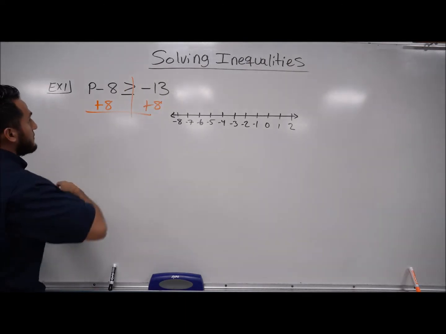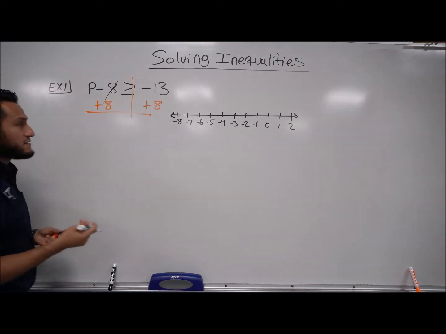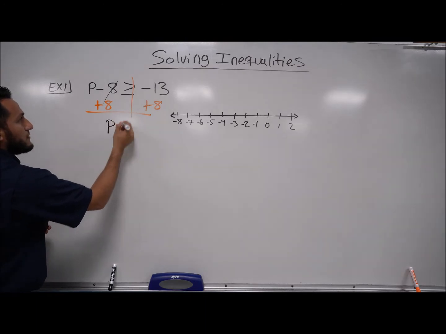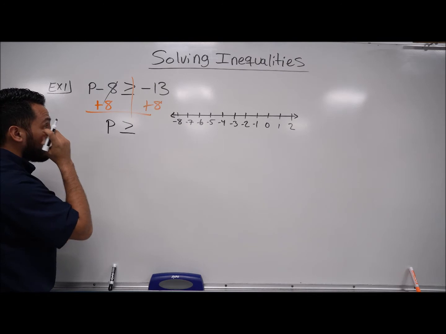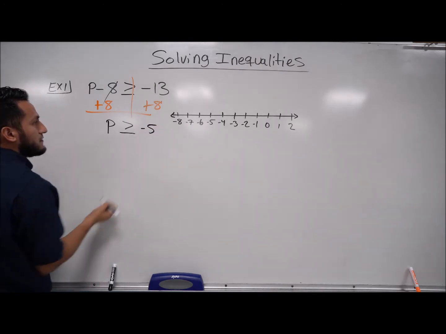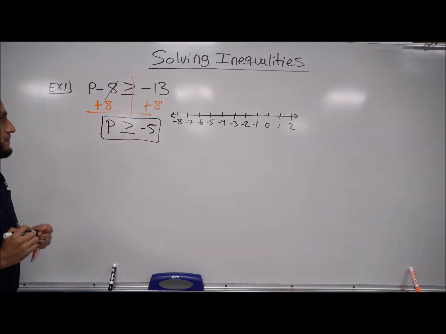So on the left side, the 8s are going to zero out. Negative 8 plus 8 is 0. And then bring down the p. Inequality stays the same. Now you have a negative 13 plus 8, and that's going to give you negative 5. The variable's by itself, so that's how you know you're done solving for the variable.